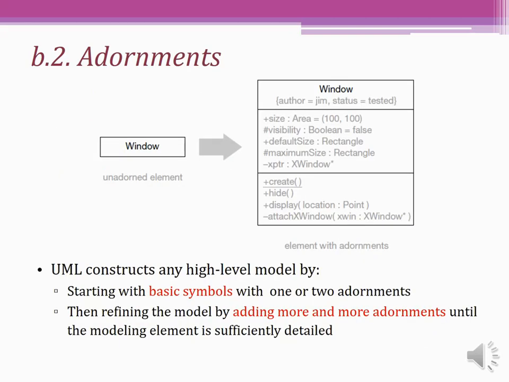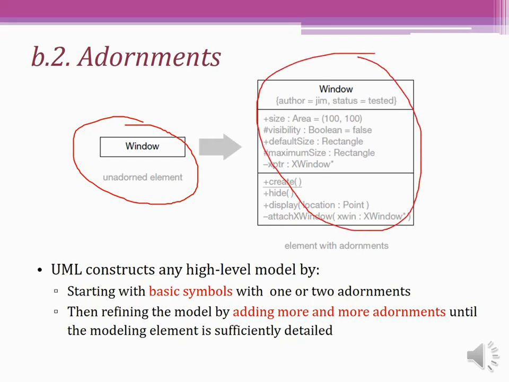Adornments allow additional details to be gradually added to the UML symbols. In the first part of the diagram you can see the class window is represented without using any adornments. But in the next part of the diagram you can see the class window is represented using the complete details. So such additional details which are used to explain the diagram are called adornments.